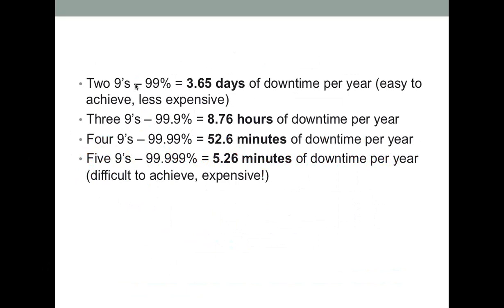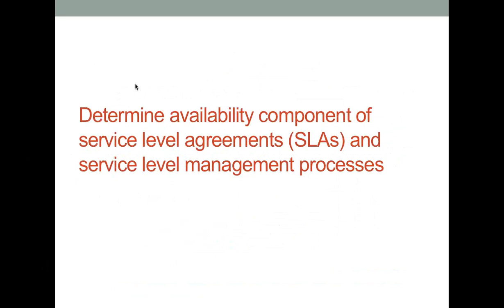And of course, we've got varying degrees, right? About 52 minutes for four nines, a little bit more than 8.5 hours for three nines. Okay. Now, what are these really telling us? These are us establishing our service level agreement, our SLA, which is the next topic. So we need to determine that availability component of SLAs and service level management processes.